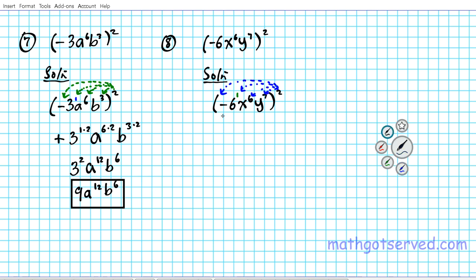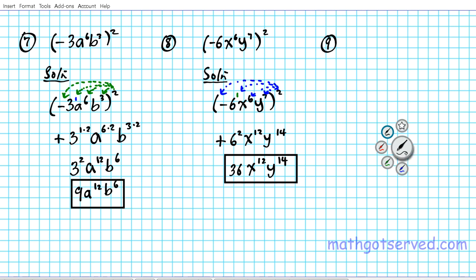If you raise a negative to an even power, that's going to be positive. 6 to the 1 times 2 is 2. x to the 6 times 2 is 12. y to the 7 times 2 is 14. Let's simplify that. 6 squared is 36. So we have 36x to the 12th power, y to the 14th power as the answer to question number 8. All right, number 9.